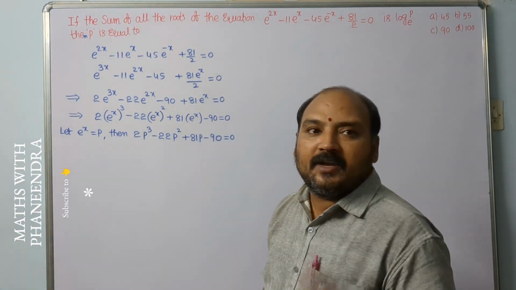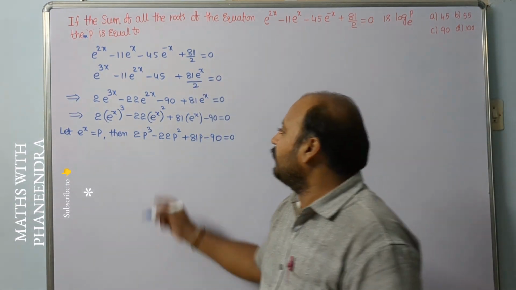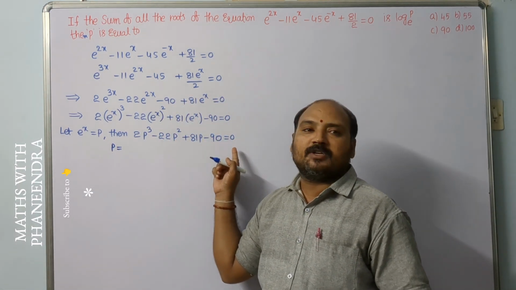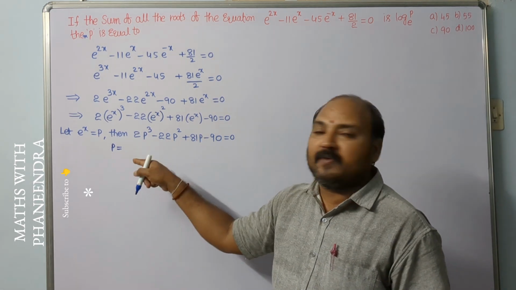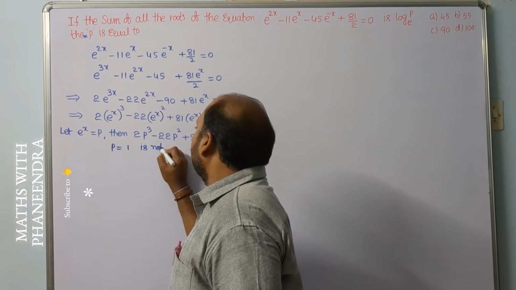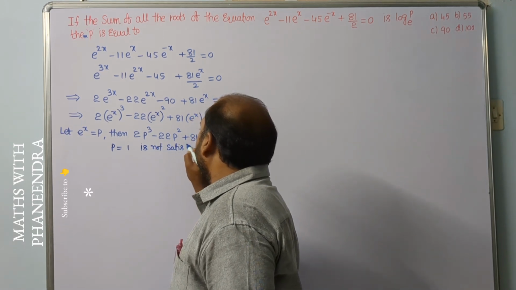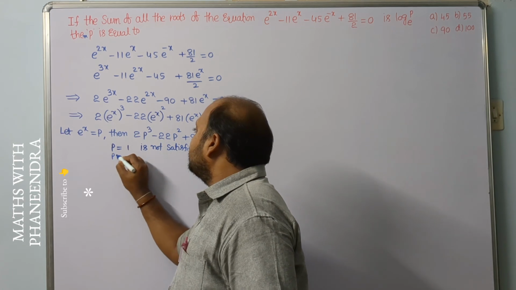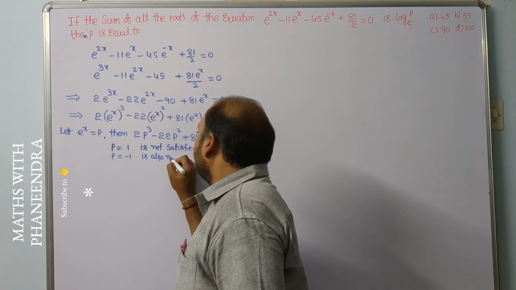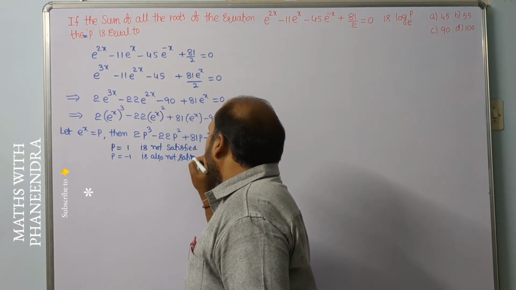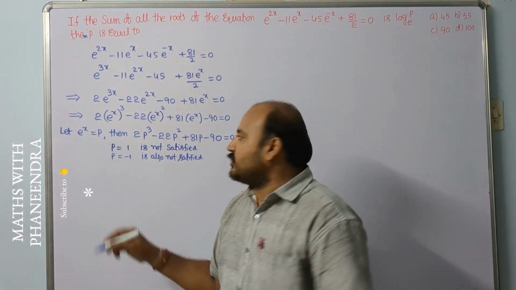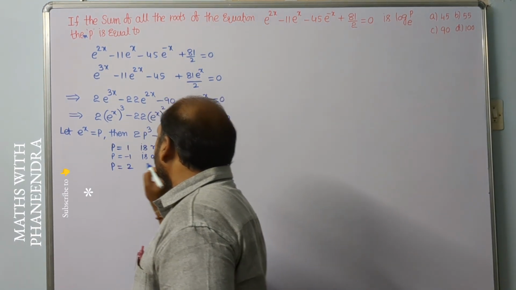So here, by trial and error method, first if you take p equal to 1, LHS is not equal to 0. If you substitute p value 1, it is not satisfied. So if you take p equal to minus 1, it is also not satisfied. After taking 1 and minus 1, next 2 and minus 2. So p equal to 2, if you substitute, it satisfies.